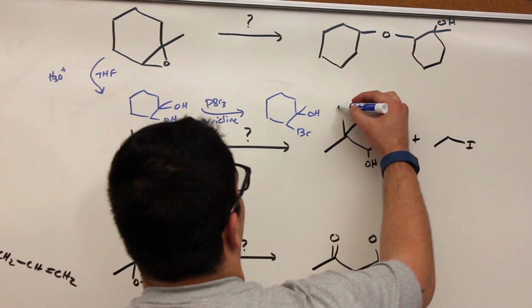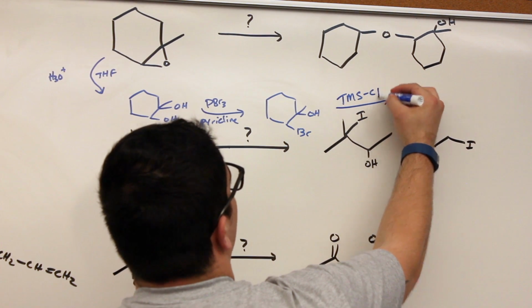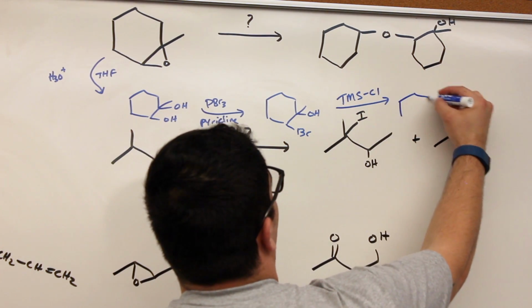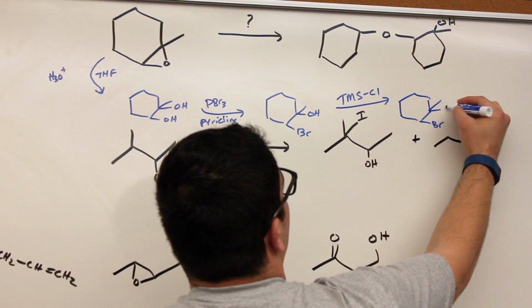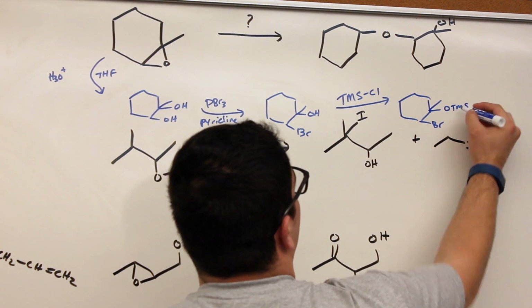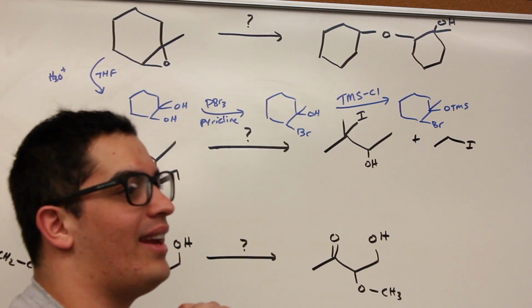So in order for me to protect the alcohol, if you remember, that means reacting with the chloro-trimethylsilane. And what does that do? It protects the alcohol and prevents the alcohol from reacting. So now I have this O, TMS. Cool. Now I have this alkyl halide that I can go ahead and add.